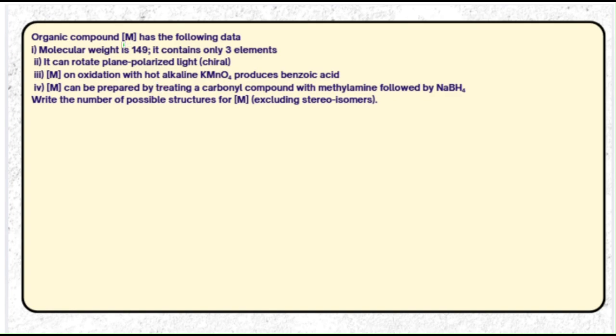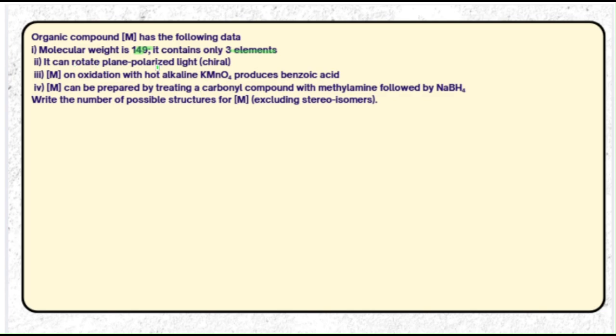There is an organic compound M and it has the following data. The molecular weight is given for M, that is 149, and it contains 3 elements. We don't know what the 3 elements are. Obviously, it has to be carbon and hydrogen as it is an organic compound. We don't know the third element. It could be oxygen, nitrogen, halogen. So the information might be there in the further statements, so let's read all the statements.